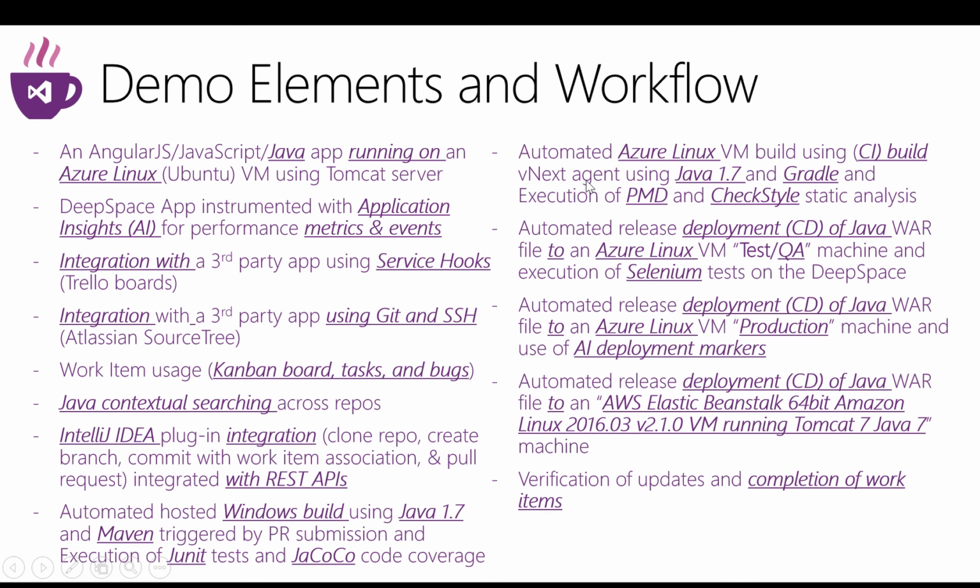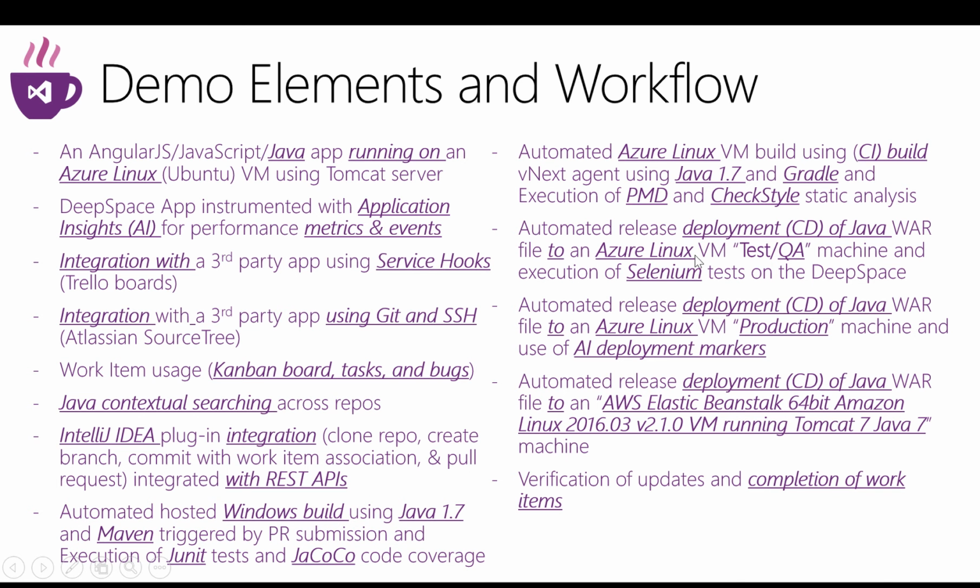After that build completes, we have continuous deployment set up so that we'll deploy the Java war file to an Azure Linux VM that is part of a pipeline. The first stage of that pipeline is a test or QA machine. On that machine, once the deployment occurs, we'll run a set of automated Selenium tests. Selenium is a test framework for testing web apps, and all that really will do is make sure that the app comes up and displays a title. It's a very simple test, but you could make it more complex if you wanted.